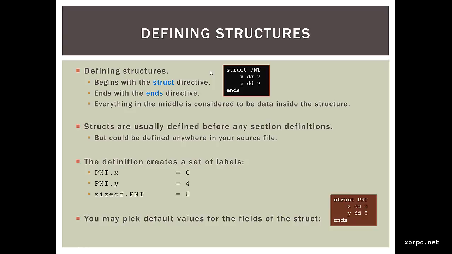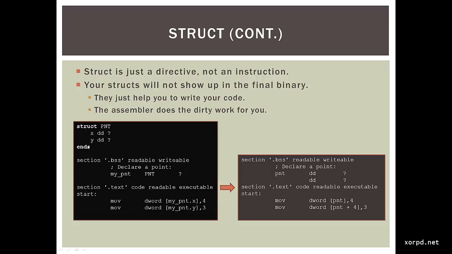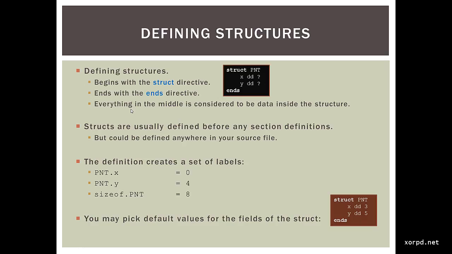Structs are usually defined before any section definitions. In the previous example, we can see that the struct is defined outside any section. It is not included inside any section. Just to be more exact, you could define it anywhere in your source code, wherever you want, because the struct definition is not actual data. The definition is not really data or code. It is just an idea, and the assembler is going to read it at some point.